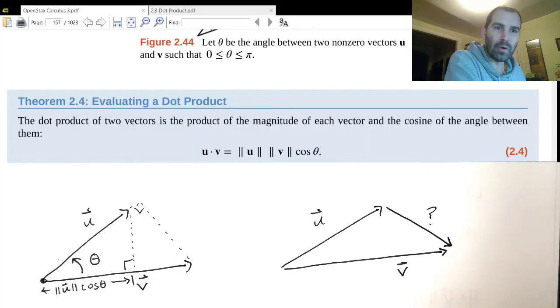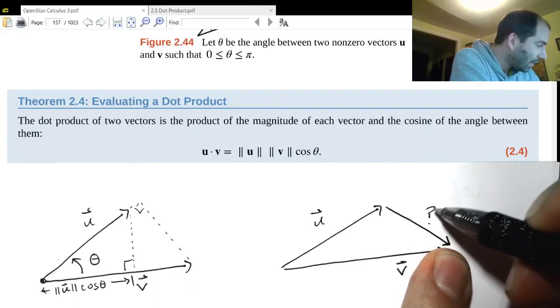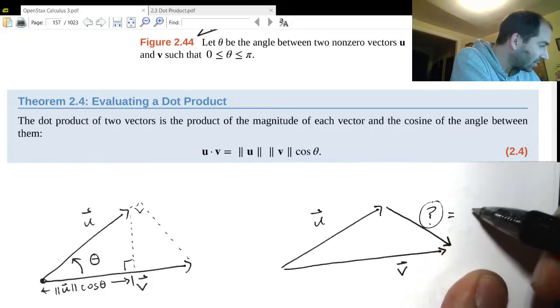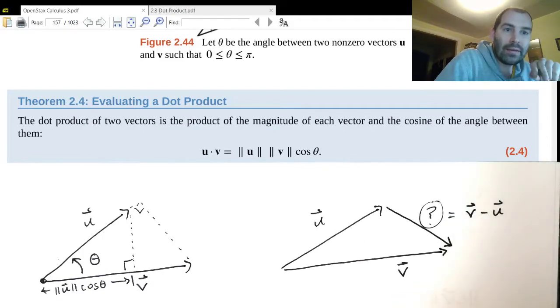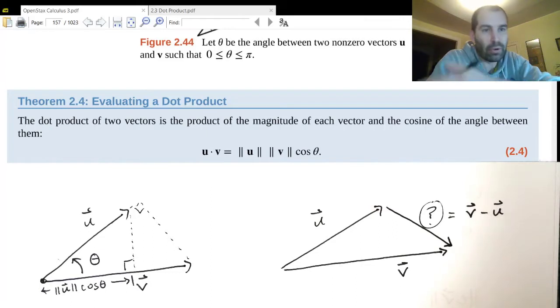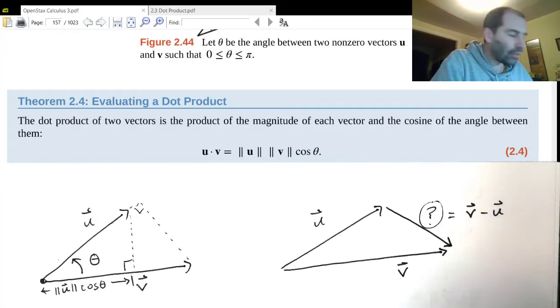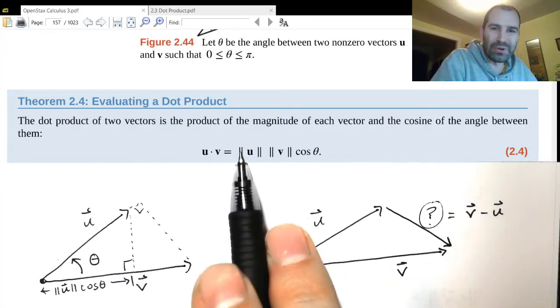Okay? Hopefully you paused the video and you figured it out. Yeah, this vector here is just v minus u. If you don't see that, go look back at a couple of videos before this one, when we talked about adding and subtracting vectors, and you should be able to see from those descriptions why this would be true. Okay, so it turns out this is the key to proving this statement.